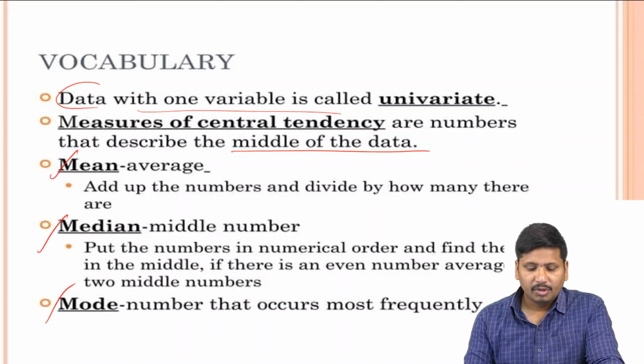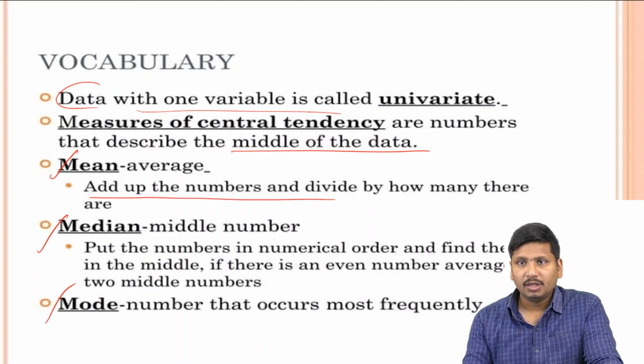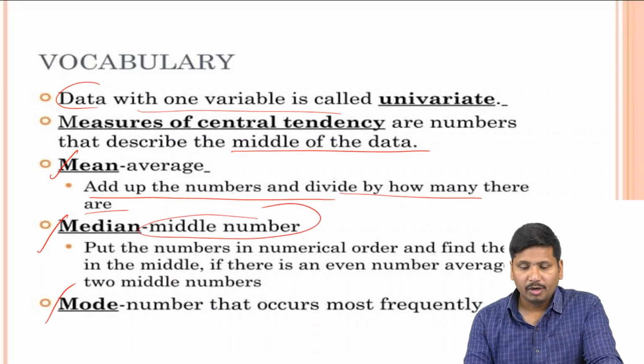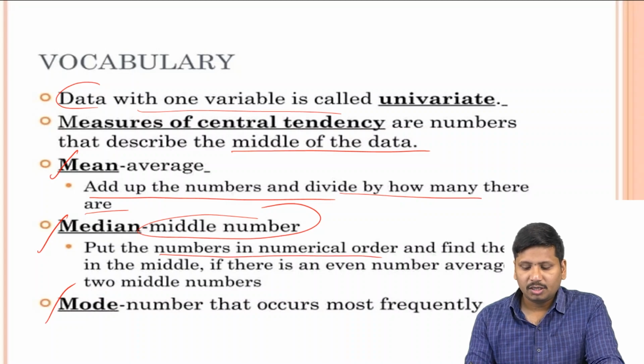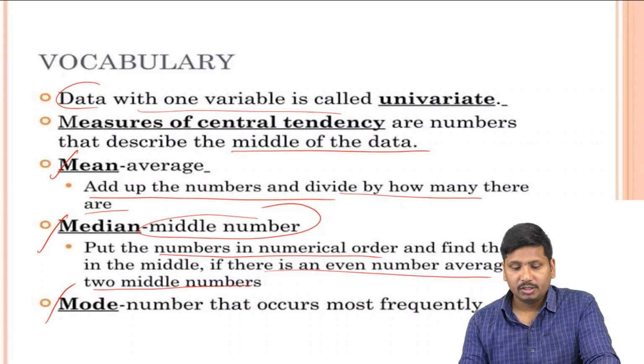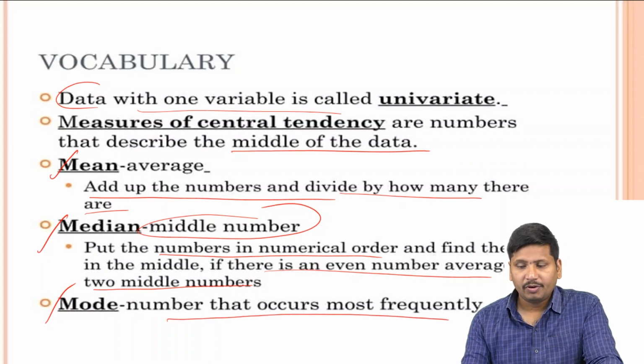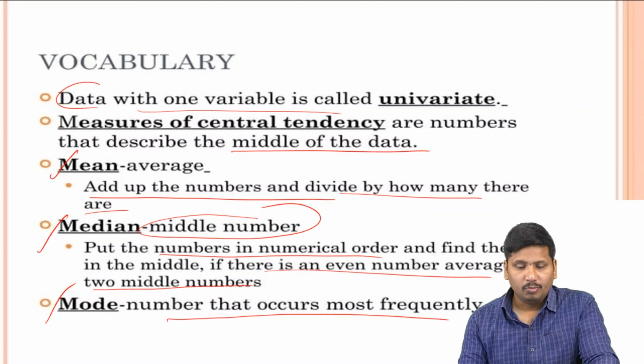Mean is nothing but adding up the numbers and dividing by how many numbers there are, and median means the middle number that I'm going to identify among the list of n numbers. For that we have to place the numbers in numerical order and find the one in the middle. If there is an even count, then the two middle numbers have to be averaged. And mode means the number that occurs most frequently should be treated as the mode here.